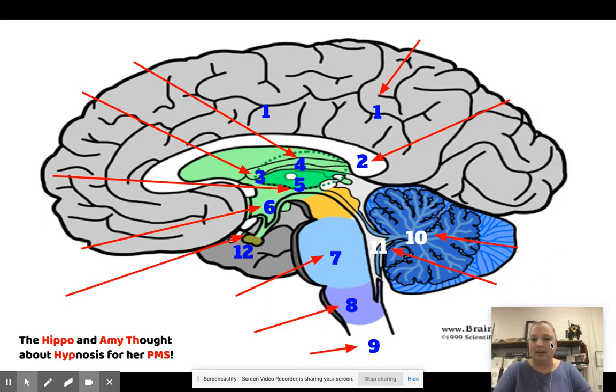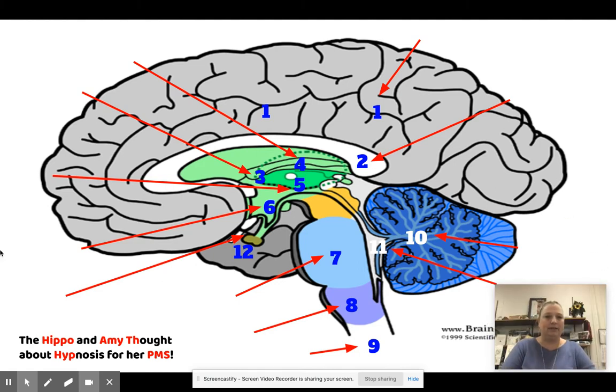Okay, I'm trying to get myself out of the way here so that I can do this. Okay, so let's start with number 1. This is all that wrinkly stuff up there. Number 1 is called your cerebral cortex. And if you remember, this is the part that is broken into 4 lobes. That's your cortex, all the wrinkly stuff.